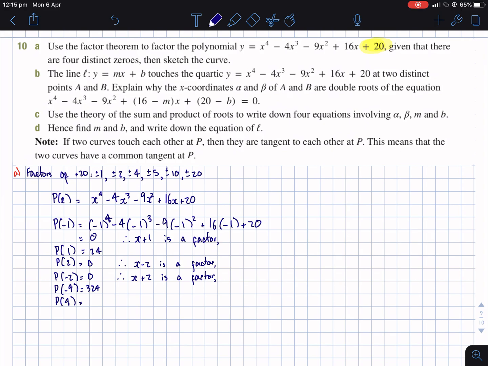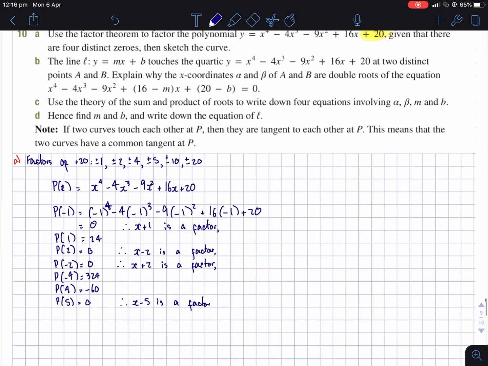Okay, now let's try positive 4. I'm so over this already. I hope this is the last factor. Nope. Next one, we're going to try 5. Okay. It equals 0, therefore x take 5 is a factor. So glad we didn't have to then go through and divide that. I'm so glad we got 4 distinct factors. Sometimes life works out. Then sketch the curve.